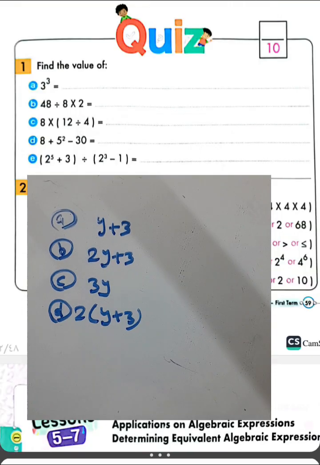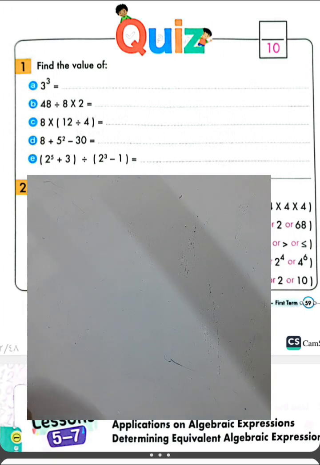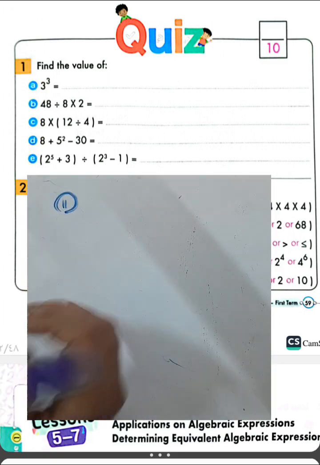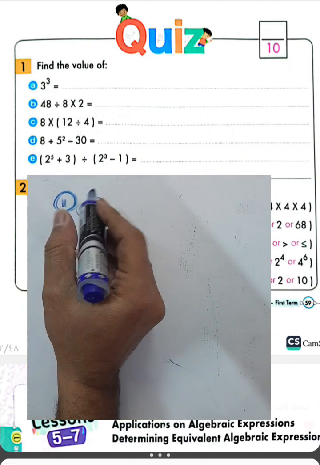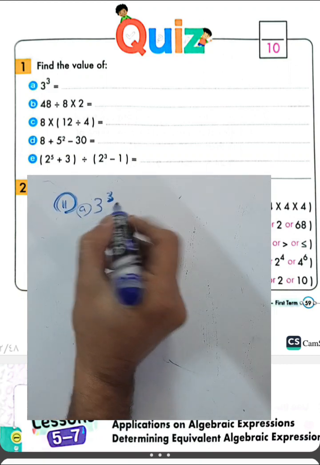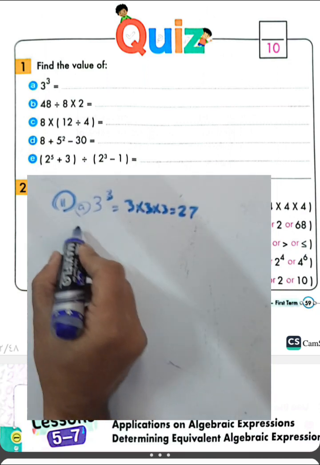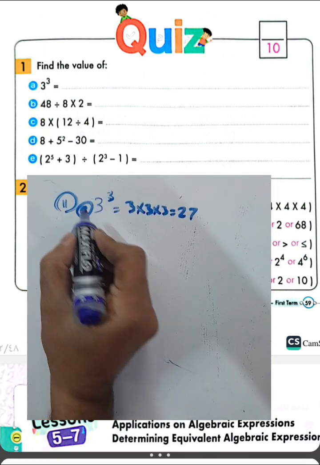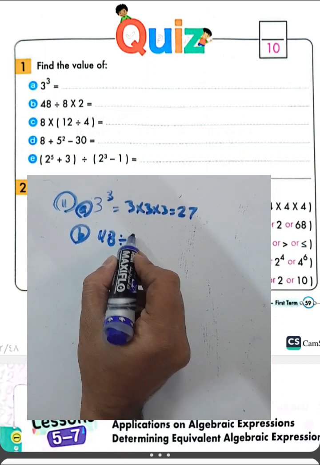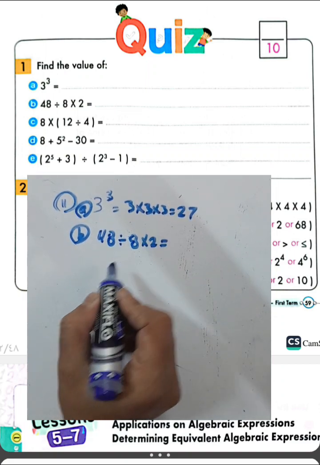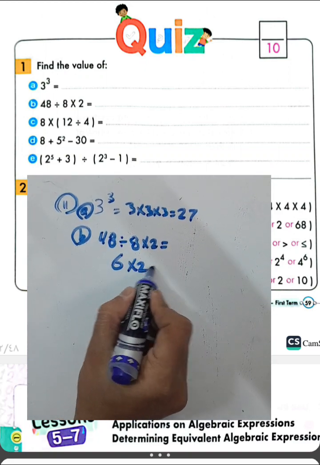Page 59. Number 1, find the value of letter A. 3 power 3 will be 3 times 3 times 3, it will be 27. Letter B, 48 divided by 8 times 2. 48 divided by 8 equals 6. 6 times 2 will be equal to 12.